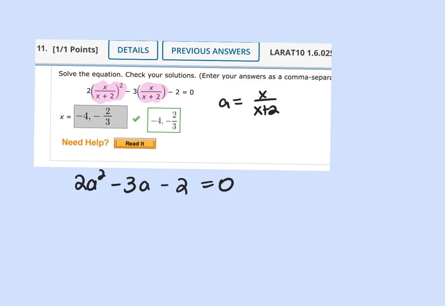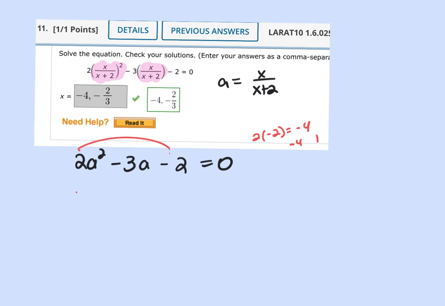And then you can either do trial and error, first and last. I would do first and last. 2 times negative 2 equals negative 4. Product of negative 4, that sum to negative 3 is negative 4 and positive 1. 2a squared minus 4a plus a minus 2. And then factor by grouping. I like the factor by grouping.